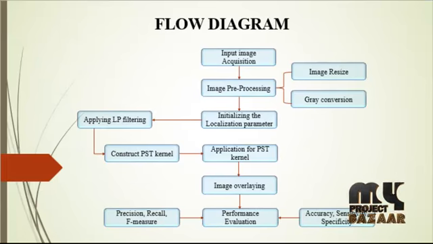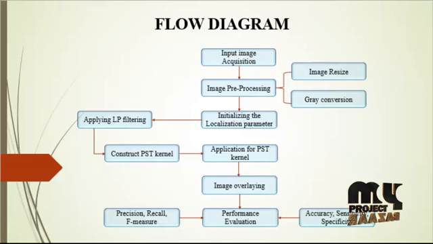Let's see the flow diagram of our project. In that flow diagram, first we are going to see the input image acquisition stage. In that image acquisition stage, the images are collected from the dataset for the process. So first the images are taken from the dataset for the process. Next stage is the image pre-processing.